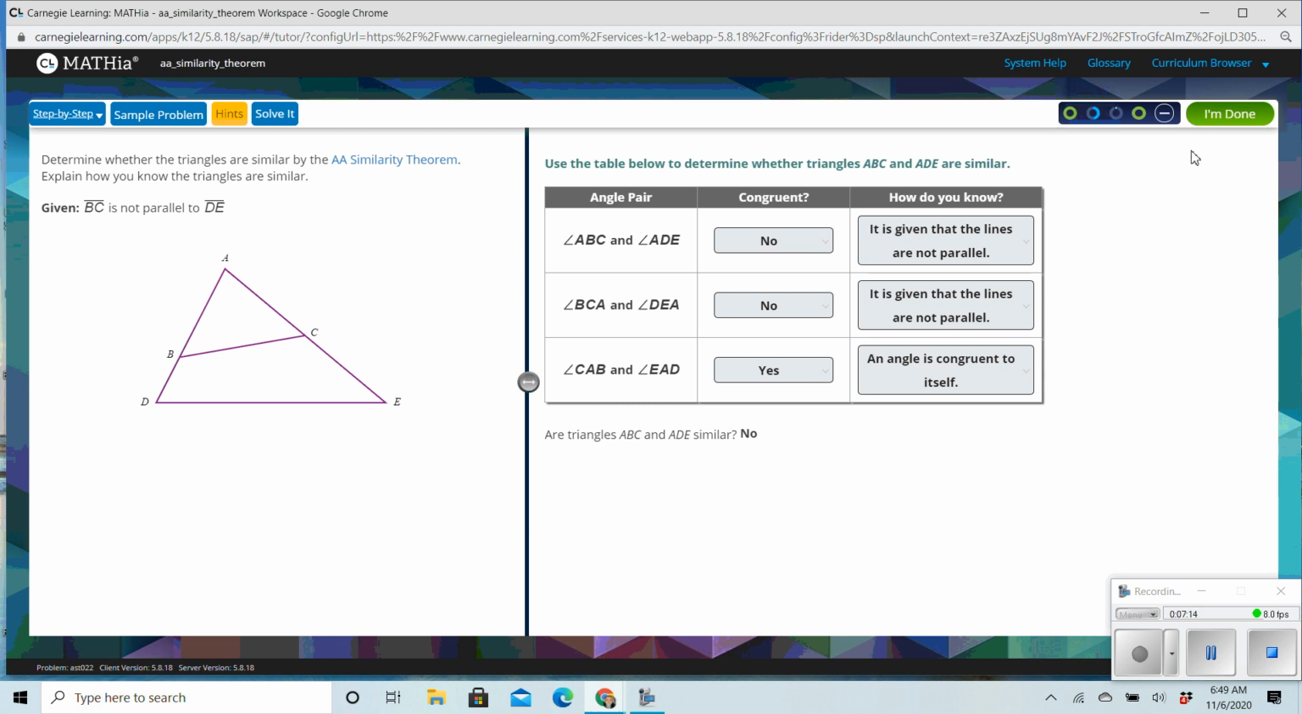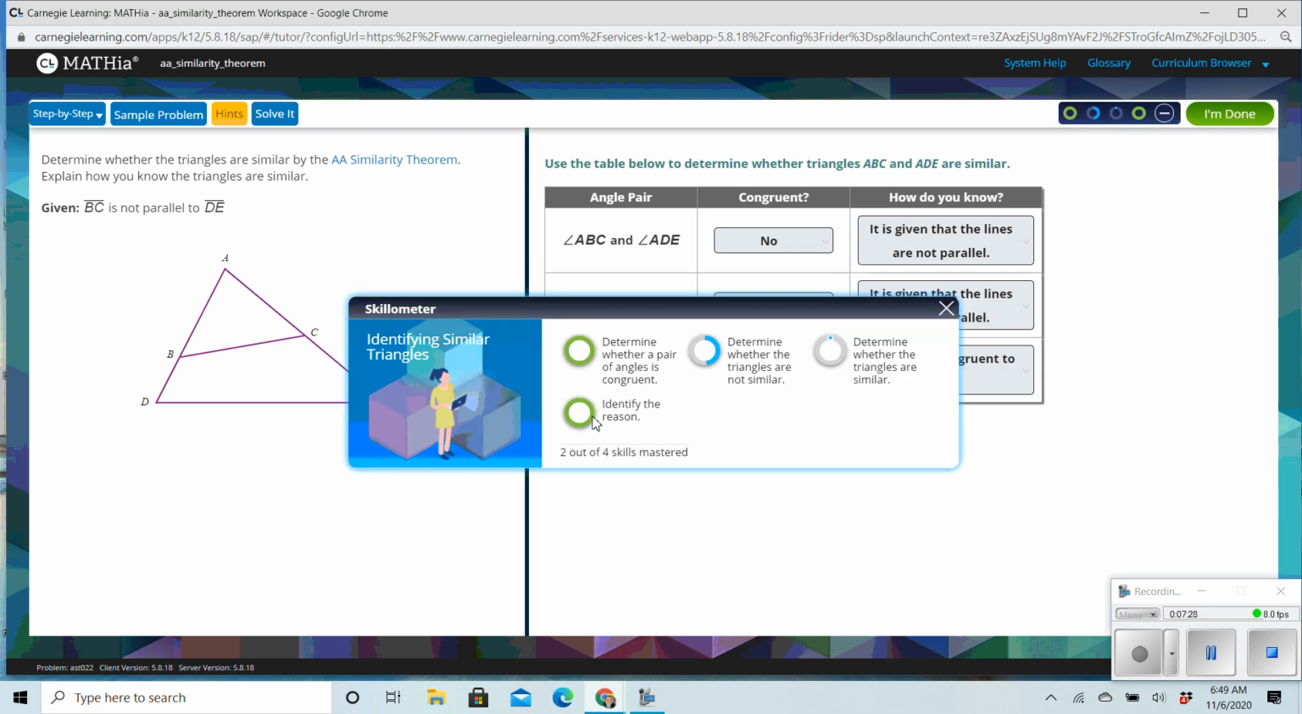Now, as you probably see, you're like, well, Ms. K, you've already done them. Unfortunately, because this is what we call a mastery workspace, you're going to have to do 2 or 3 of these before you get these complete. And the way you can check is checking your progress. So 2 out of 4 skills mastered. I've already been able to determine whether a pair of angles is congruent and identify the reasoning. Now I need to work on determining whether triangles are not similar and determine whether triangles are similar. So these are the last 2 skills I'm going to work on.